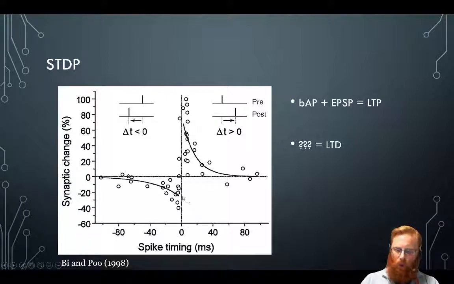While if you do it in the other direction, the backpropagating action potential doesn't land at the same time as the EPSP, and so you get no effect. Now, exactly why you get a little LTP, a little LTD is unclear. But the point is, it's the backpropagating action potential plus the EPSP timed so they line up just right for the NMDA receptor to open that leads to LTP.